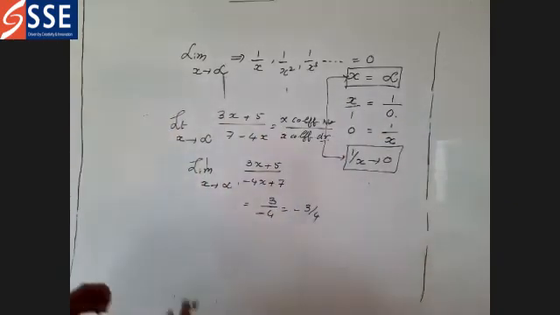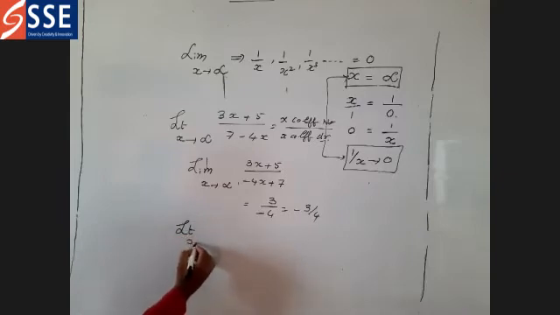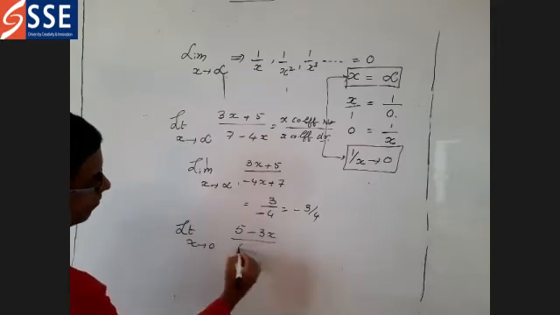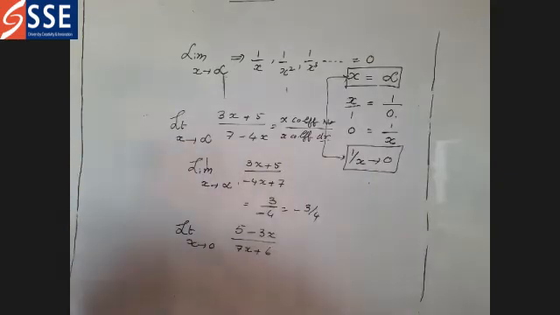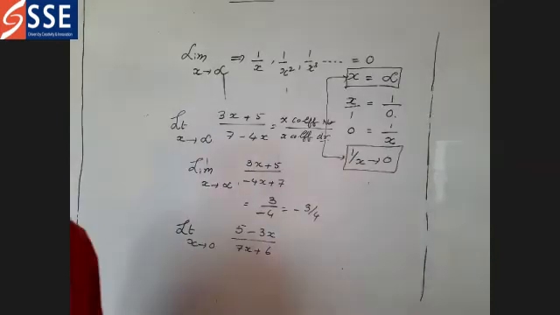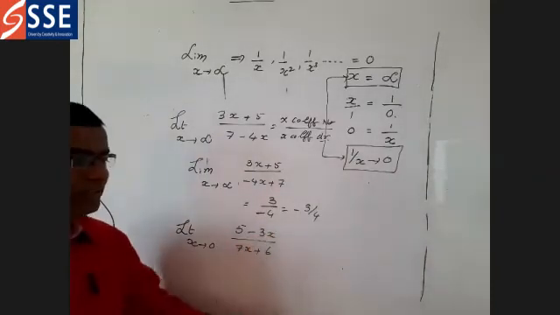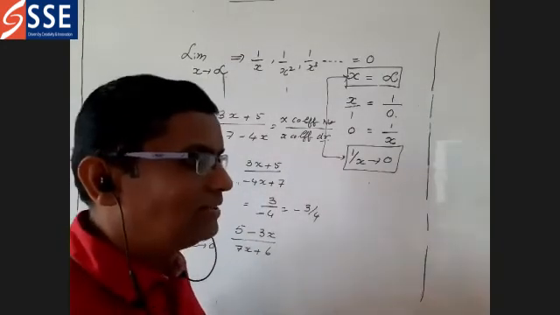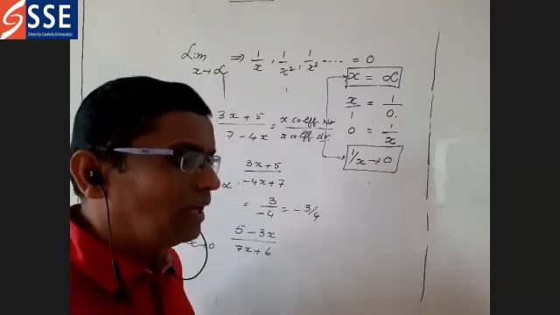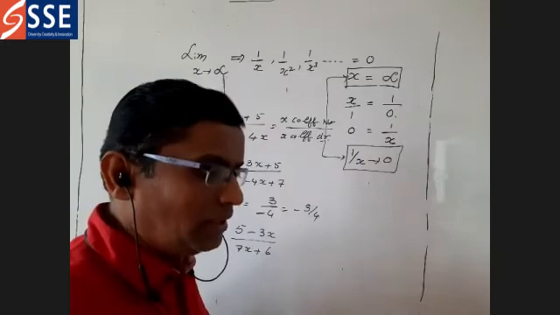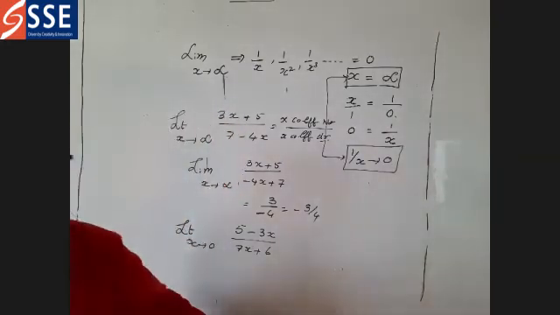One more question, very good. Give me the answer. What is the answer for this? Limit x tends to 0, 5 minus 3x divided by 7x plus 6. Very good. Minus 3 by 7 is the answer. Very good. All of you are getting it. I am very happy, you are giving more responses.